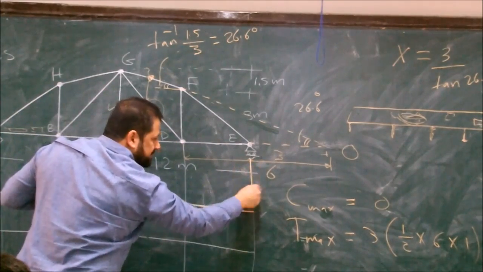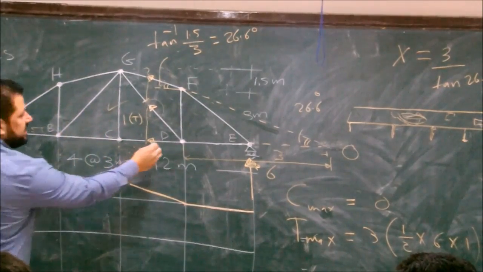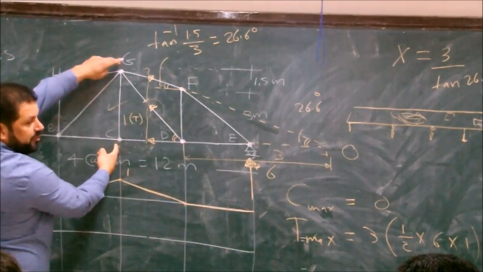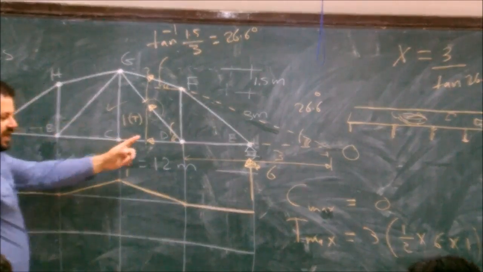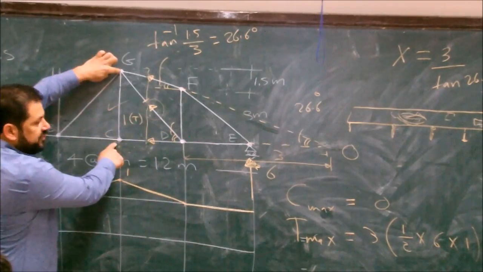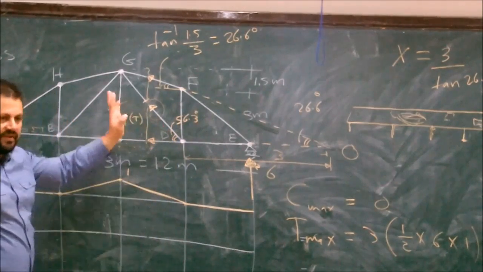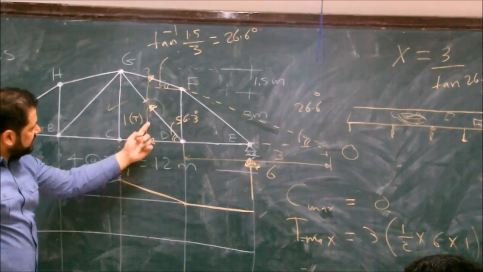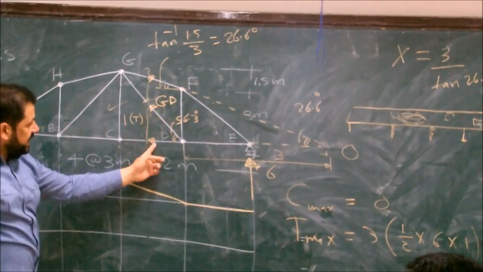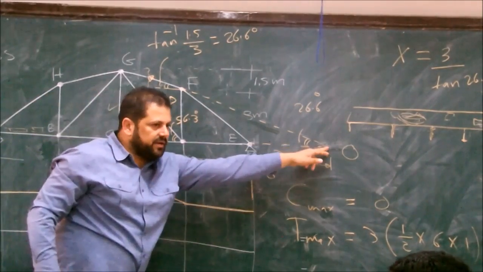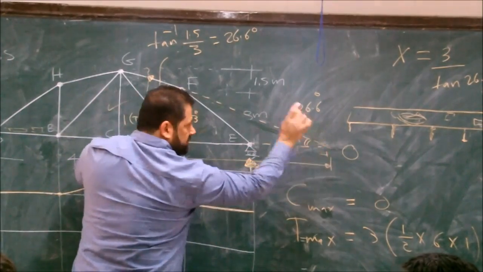And the reaction here. What's this angle? Tan inverse of 4.5 over 3, so this angle is 56.3 degrees. So we have everything. Now the horizontal component of this force is what we want, GD. Cosine will give you 0 moment here. The sine will be multiplied by 6. Good?